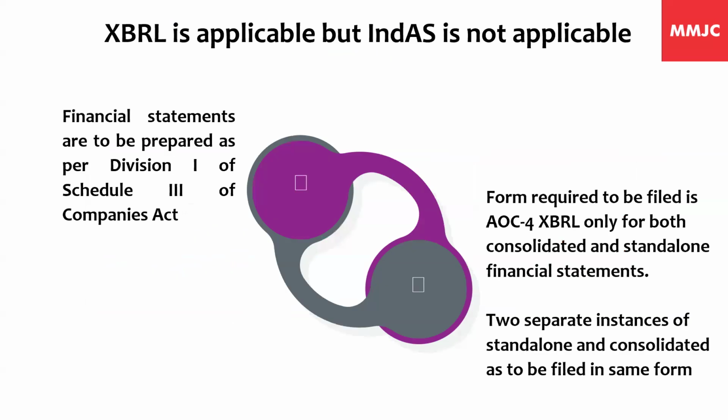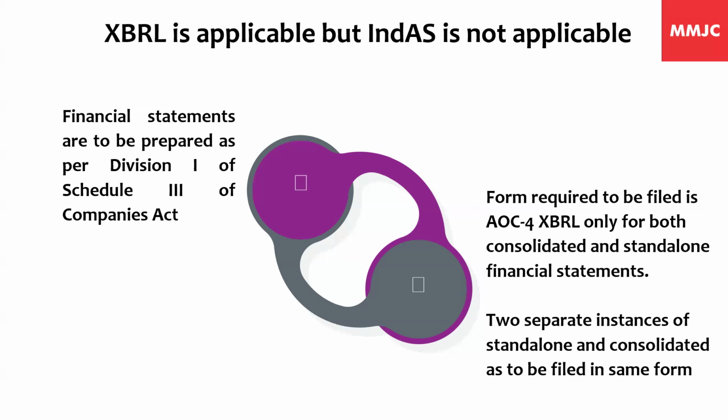Now let's move to the next category. What about such reporting companies to whom XBRL is applicable but Ind AS is not applicable? For example, such companies whose paid-up capital or turnover is more than 100 crore, but net worth is less than 250 crore. In case of such companies, since Ind AS is not applicable, financial statements are to be prepared as per Division 1 of Schedule 3 only, but the statements are to be filed in Form AOC 4 XBRL.